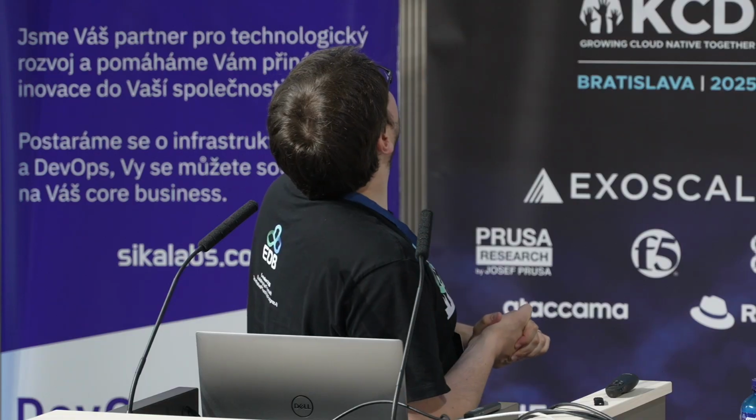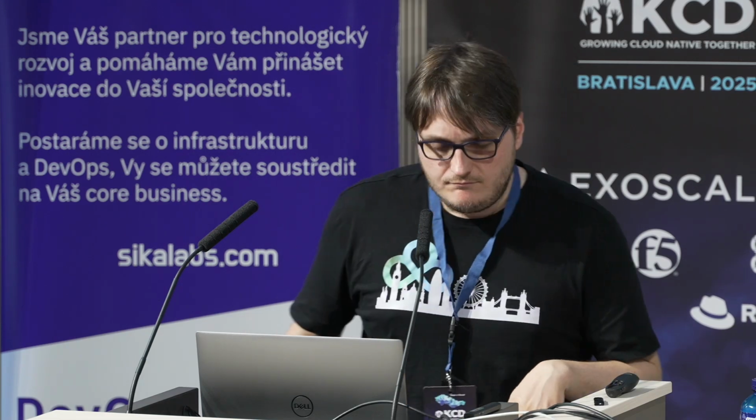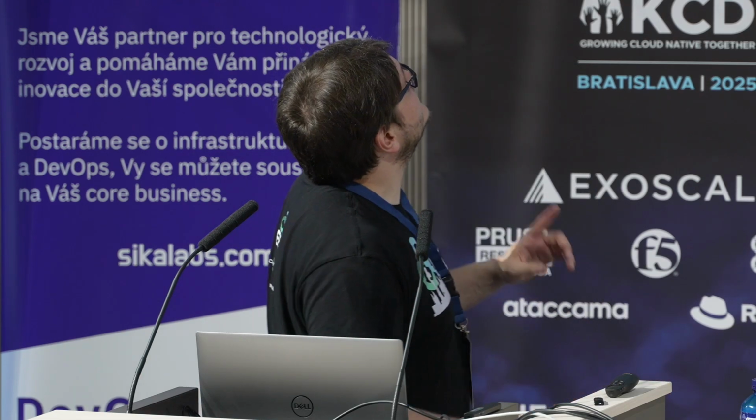Can you mention what are the typical pod termination times in a Postgres-friendly Kube cluster to limit the risk of corruption? How are the operations typically different compared to a stateless microservice cluster? Okay. I can suggest that you test it, but I can tell you how. That is very simple. We provide two different features, but they are two sides of the same medal to me. They are called hibernation and fencing.